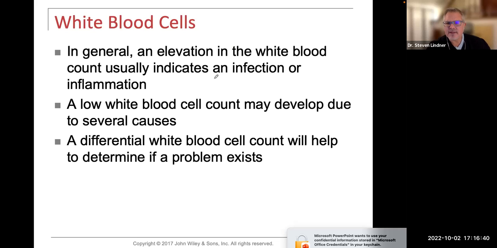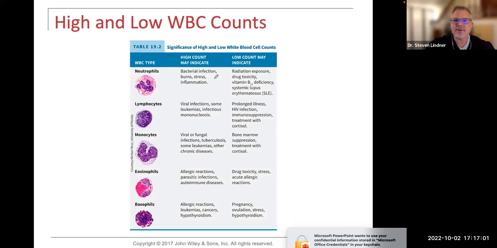In general, an elevation in white blood cells usually indicates some degree of an infection of some sort and inflammation. A low white blood cell count can develop due to different causes, and we'll show you what it means if there's low amounts or what it means if there's high amounts. So doing a type of differential white blood cell count is important. If we see the neutrophil, the left column is what a high amount would indicate, and then on the right-hand side, what a low count would indicate.